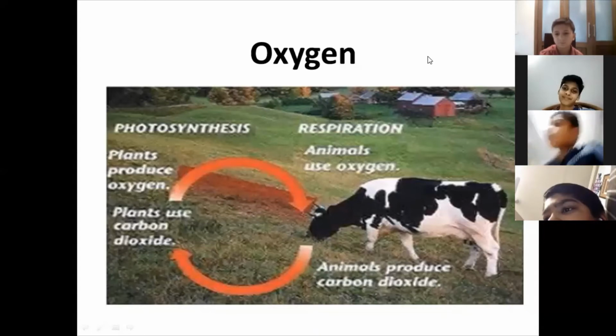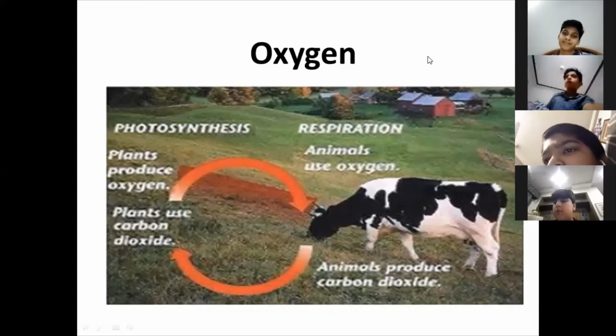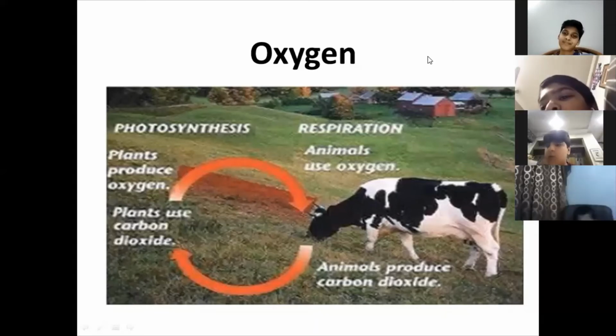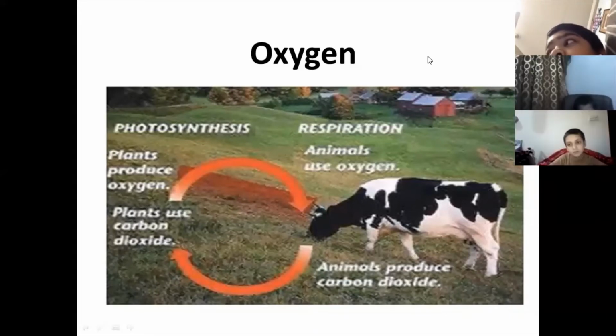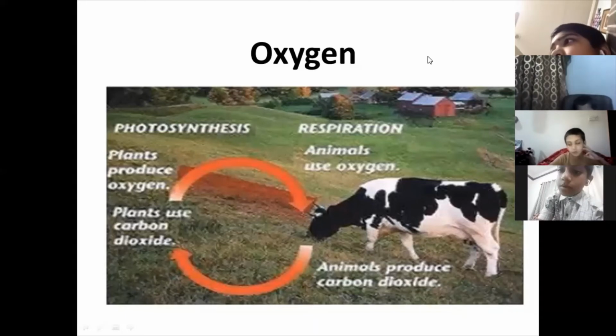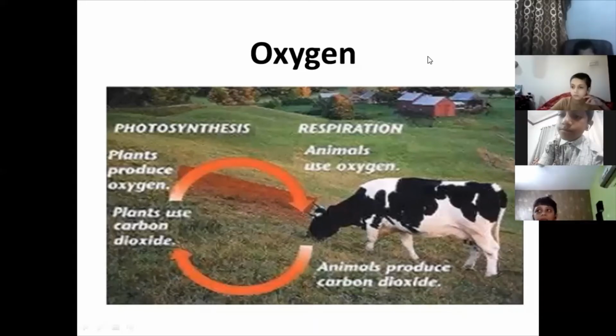And where do we get this oxygen from? Animals get their oxygen from plants. Plants produce oxygen. So what do animals give plants in return? Animals produce carbon dioxide. Plants need carbon dioxide in the same way that animals need oxygen. Like we cannot live without oxygen, similarly, plants cannot live without carbon dioxide. Why is it so? Because they need it in the process of preparing their food.